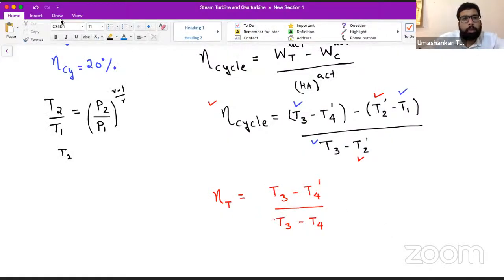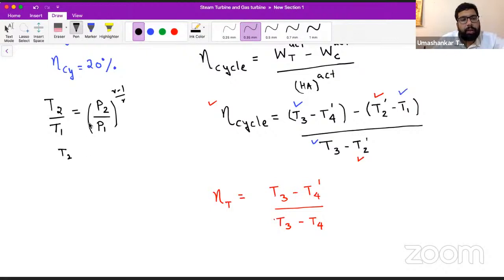Whatever we may want to say, we will say it from here. If you want the T2 value, this T2 value will come out to be, let's see it.